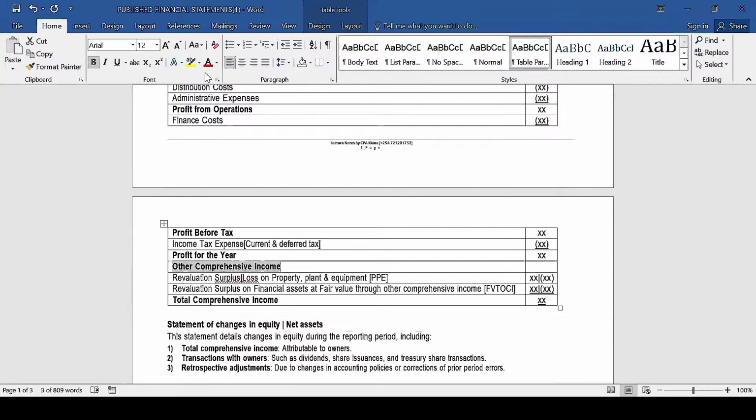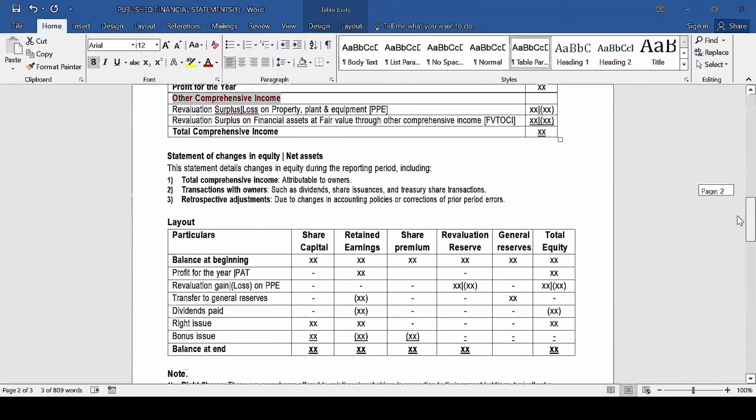These other comprehensive incomes, we said, are the other incomes of the company which are not supposed to be included within the profit for the year. They include things like the revaluation gain or loss on property, plant, and equipment. They also include the revaluation gain or loss on financial assets at fair value through other comprehensive income. And then we get the total comprehensive income. So basically, this is how we present a statement of profit or loss for publication purpose.